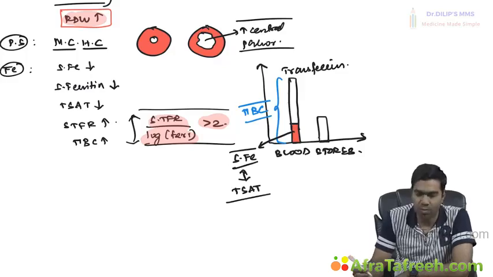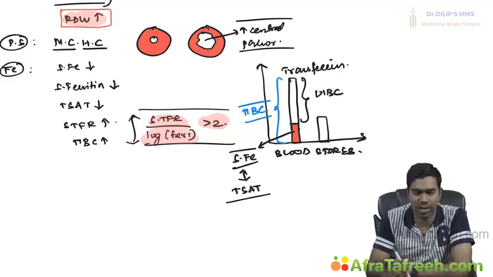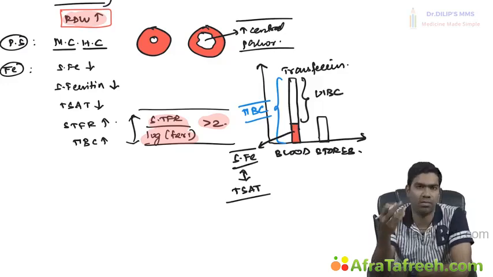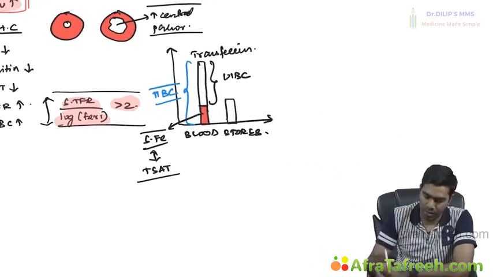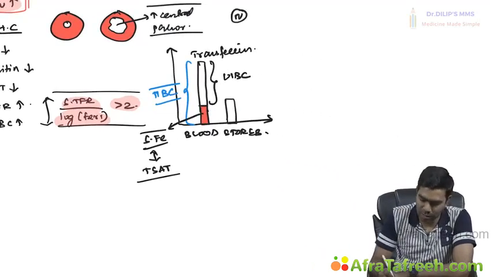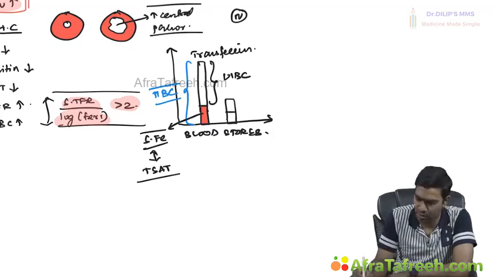The remaining part, the total one, is what we call the unsaturated iron binding capacity, and the entire transferrin part is going to reflect as the TIBC. But this is normal. So let us assume this is normal, and in the stores you have some stores. Let us put stores as pink maybe. So these are stores. Maybe a little stores is still there in the normal patient.